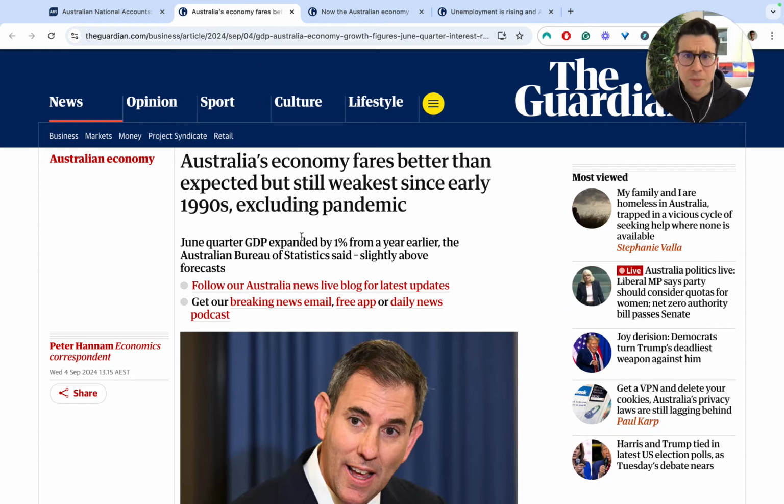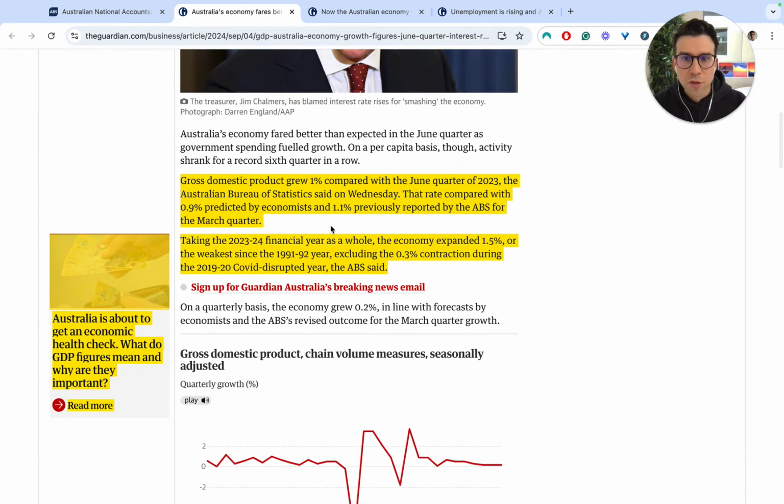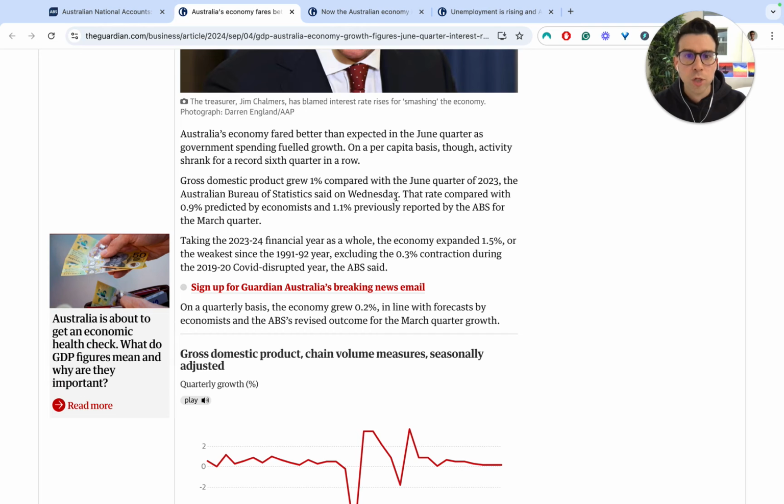Now, let's jump in. The Guardian over the last week have had some really fantastic analysis around this data that's come out. And we can use this to further evaluate the policy effectiveness. So the first thing to highlight is, well, what was the rate of economic growth compared to? So you can see that GDP grew 1% compared with the June quarter of 2023, right?